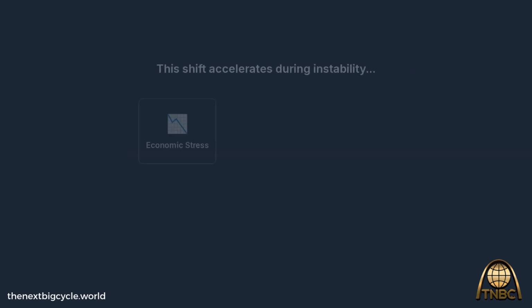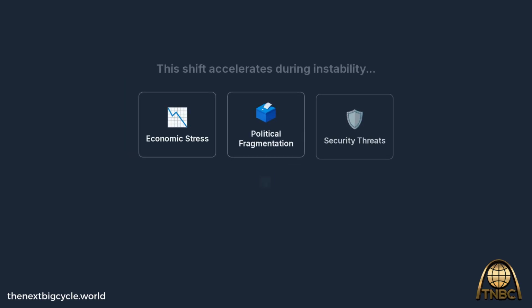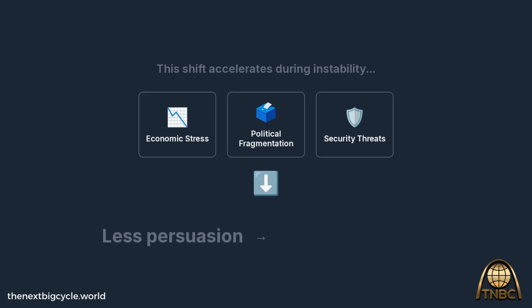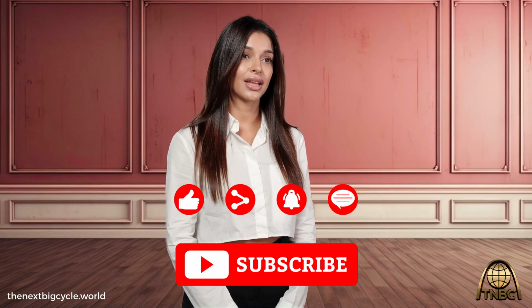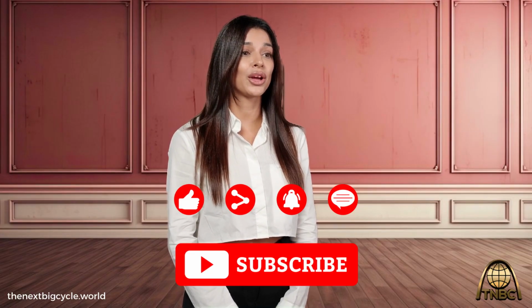This shift accelerates during instability, economic stress, political fragmentation, or security threats. But governments still need compliance to function and stay in power. But persuasion becomes harder. So law fills that gap, not to convince, but to compel. Here's the key insight. The presence of law does not tell you whether power is limited. Only the relationship between law and power does.